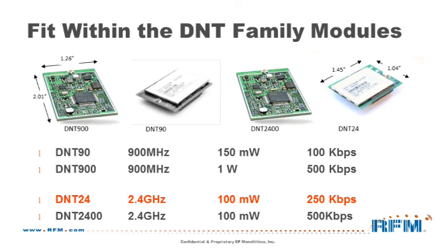So when we talk to people, if the DNT90 or 24 will do what they need, then obviously that's the one we'll lead with due to the better price. But if they won't meet the need for whatever reason, we can then take them up to the DNT900 and 2400, and we still have a very cost-effective radio solution to offer them.